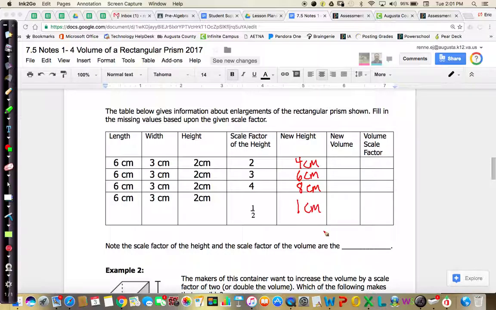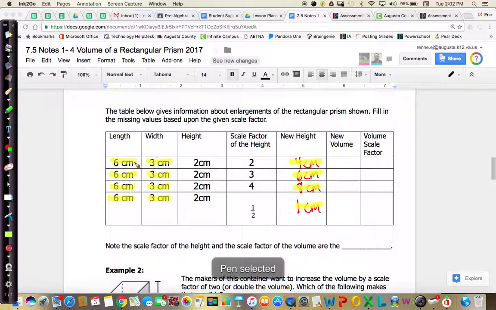Okay, now this is where you're going to need that highlighter. And what we're going to do is highlight the length, the width, and the new height, because those are the ones that we're going to multiply to get the new volume. So length, width, and new height. We're not highlighting this column because that was the original height, and we already figured out the original volume above, which, if you remember, it was 36 centimeters cubed.